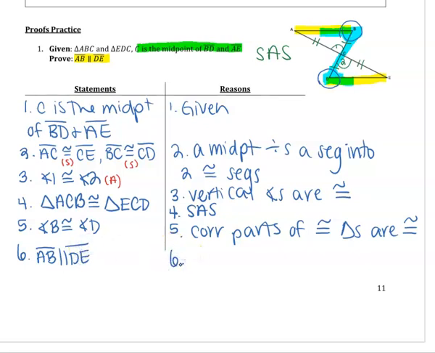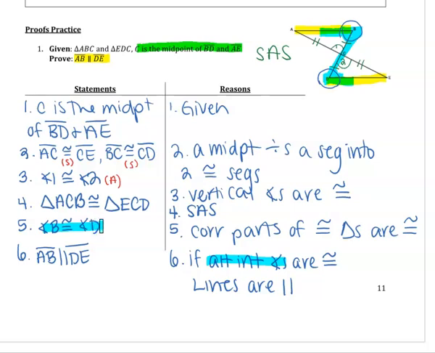So since we're proving lines parallel, we're not saying if two parallel lines, we're saying if the angles. So if alternate interior angles are congruent, lines are parallel. And this makes sense because who are the alternate interior angles? They were angles B and D that I previously proved. Then it must be true that lines are parallel. Oh, hey, there they are. AB is parallel to DE.